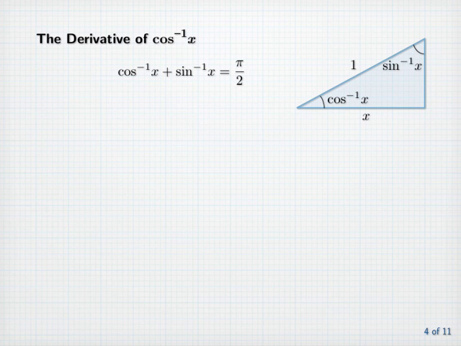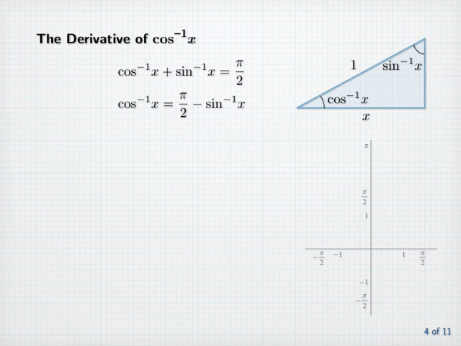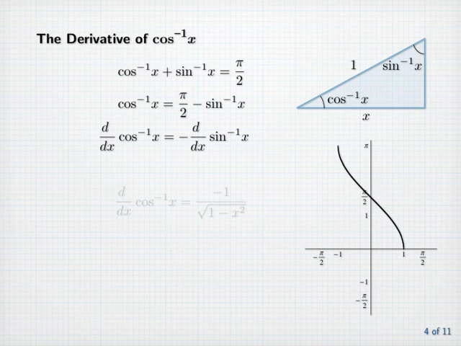So inverse cosine of x equals pi over 2 minus inverse sine of x. This means that the graph of inverse cosine may be obtained from the graph of inverse sine by first reflecting it about the x-axis to obtain the graph of minus inverse sine, and then shifting that upward a distance of pi over 2.